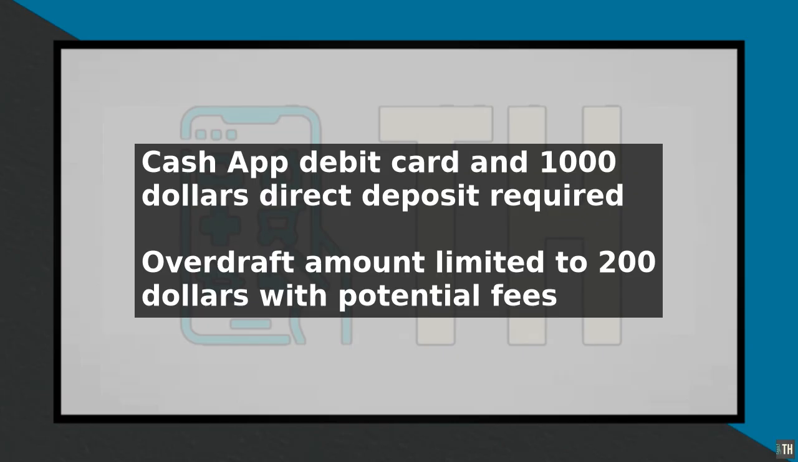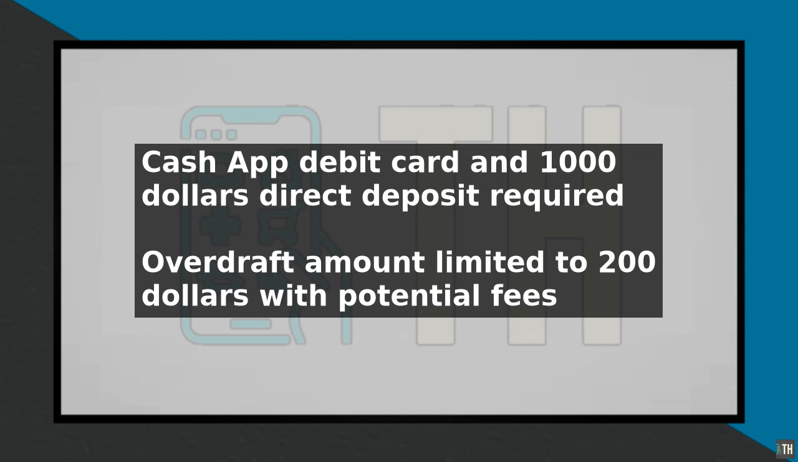To set up overdraft protection on Cash App, open the app and navigate to the Banking tab. Tap on the three dots next to your balance and select Overdrafts. If you are eligible for overdraft protection, you will see an option to enable it.